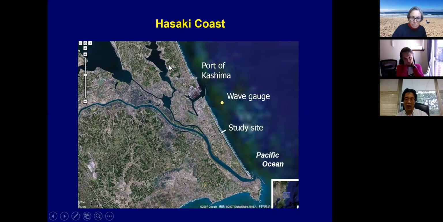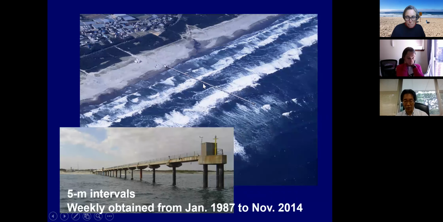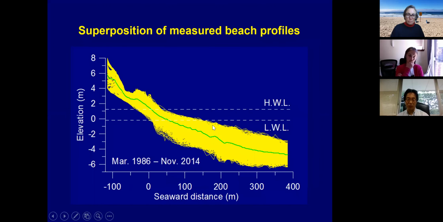At the Hasaki Coast, we have the 400-meter long field observation pier, as shown in this photo. Along this pier, including the land area, we measure the beach profiles at 5-meter intervals. In this study, we use the beach profile data obtained weekly over 28 years, from January 1987 to November 2014. And here is the superposition of the measured beach profiles.